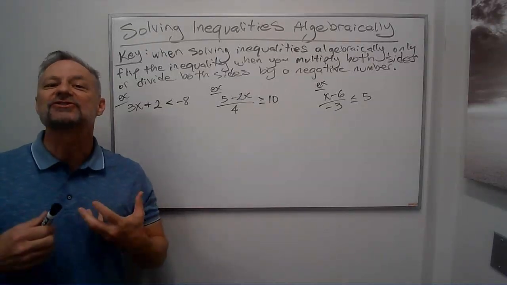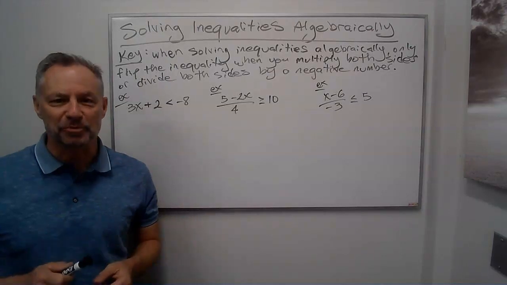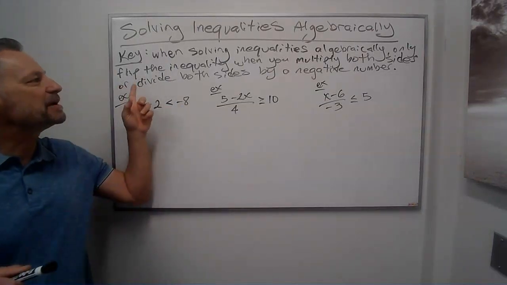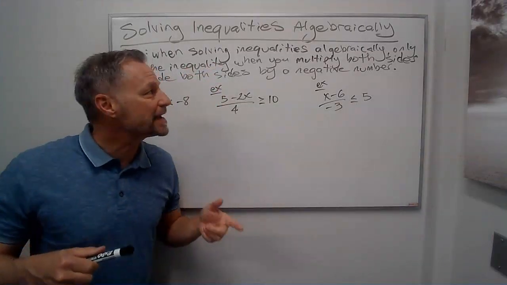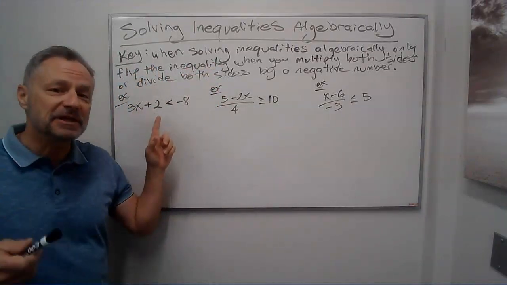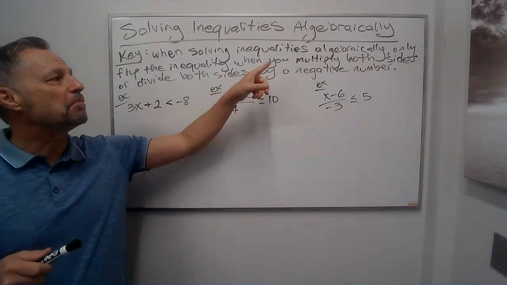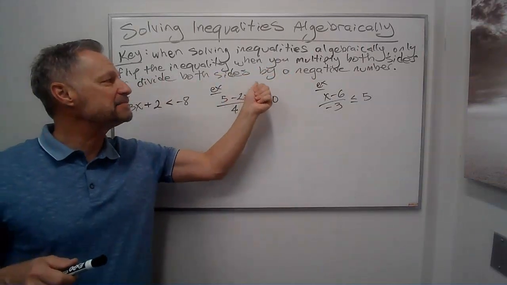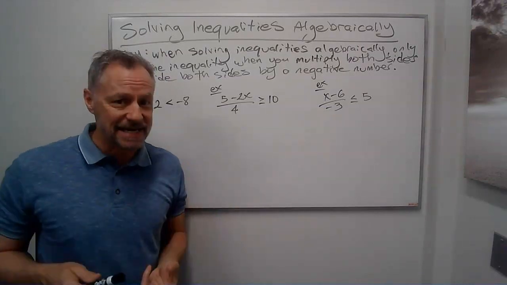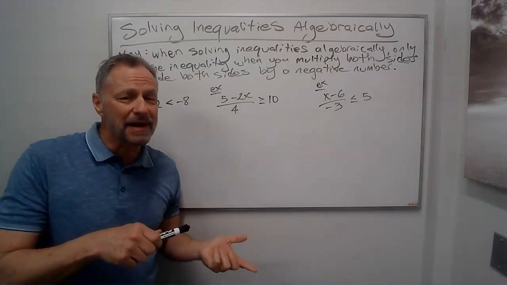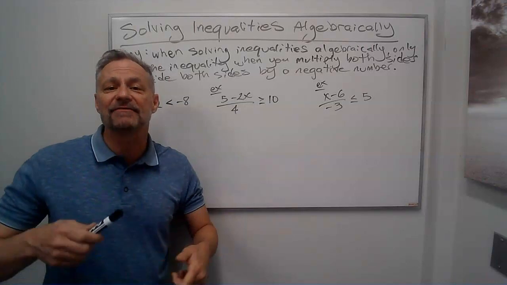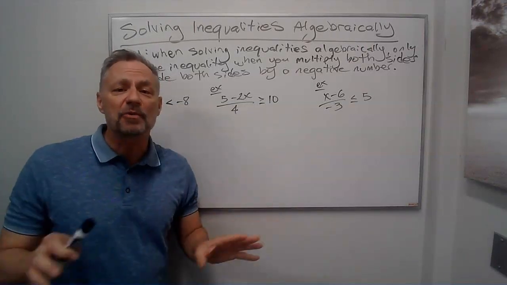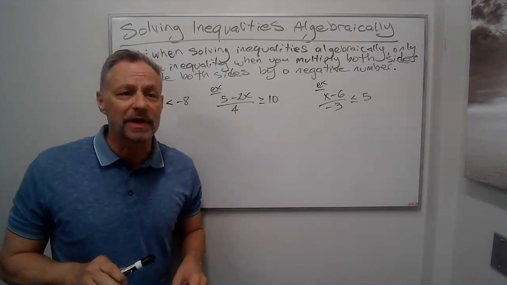Let's learn how to solve inequalities algebraically. The key when solving inequalities algebraically is to only flip the inequality when you multiply both sides or divide both sides of the inequality by a negative number. So if we multiply by a negative number or divide by a negative number, flip the inequality to face the other direction. Any other operation, we don't flip, we just leave it the way it is.